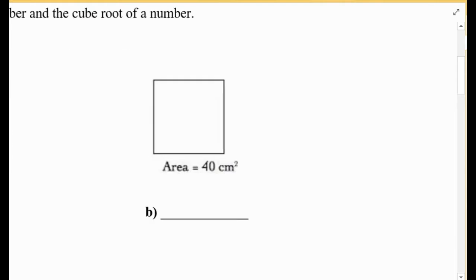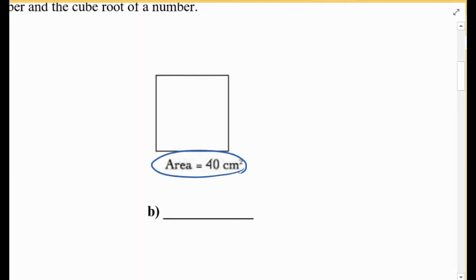But what about this one? The area is 40 square centimeters. How do you find the side length? Is it 5? No, it's not. 5 times 5 is not 40. Is it 6? No, it's not, because 6 times 6 is not 40. Is it 7? No, it's not. 7 times 7 is not 40. Right? So it's not 6, it's not 7. Then what's going to be the side length?